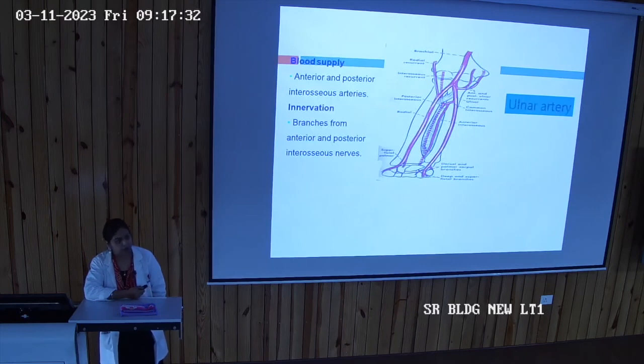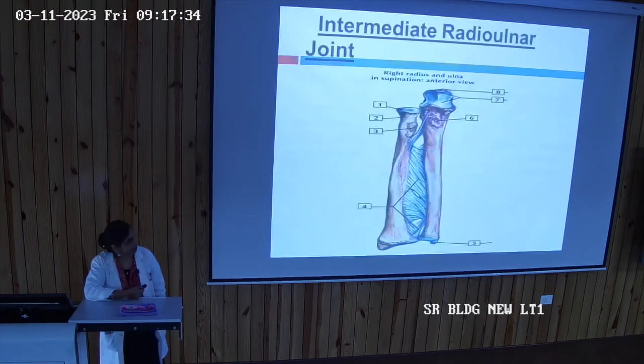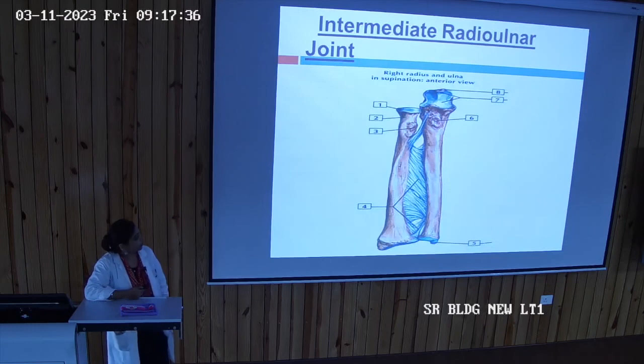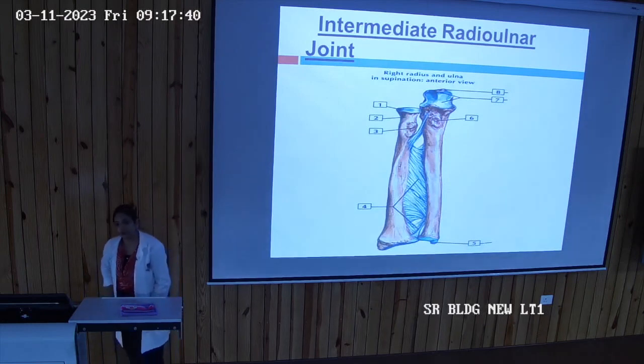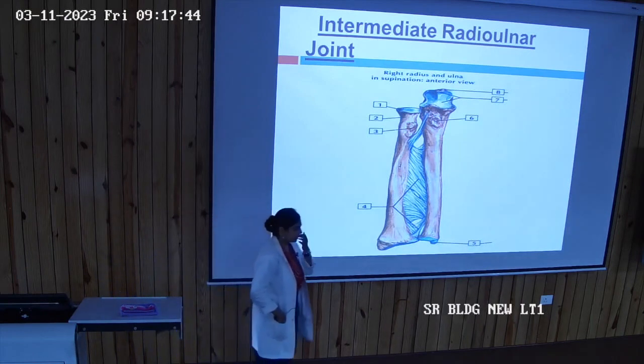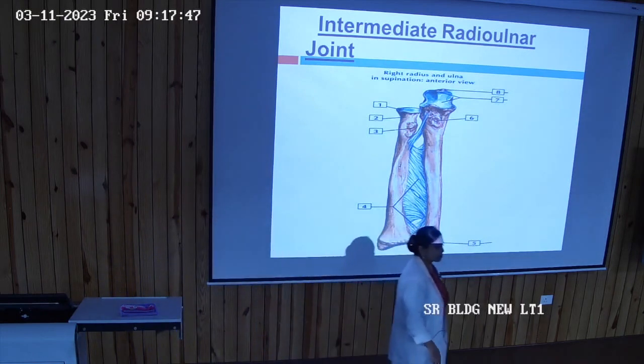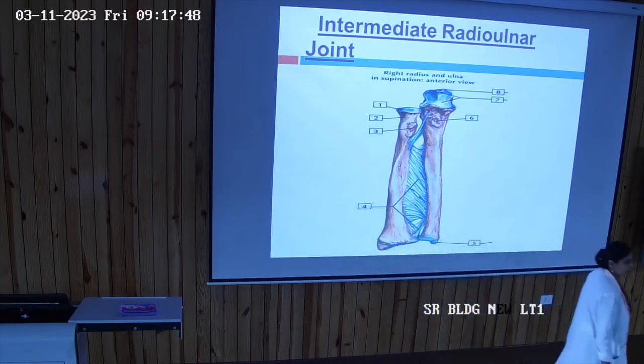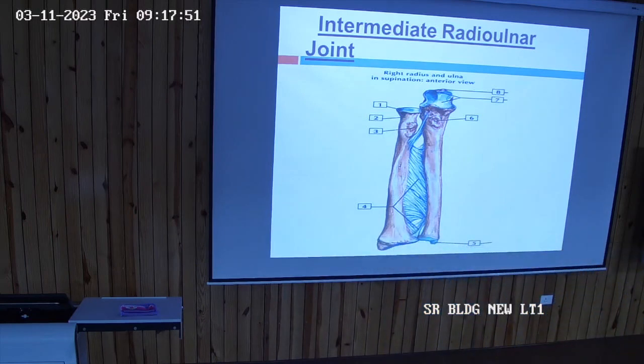Now the type of movement taking place here is again supination and pronation. Now the third and last joint between these two bones is the intermediate, yes, syndesmosis, that is the intermediate radioulnar joint or middle radioulnar joint. It is a kind of fibrous joint because of the attachment of the interosseous membrane between these two bones.